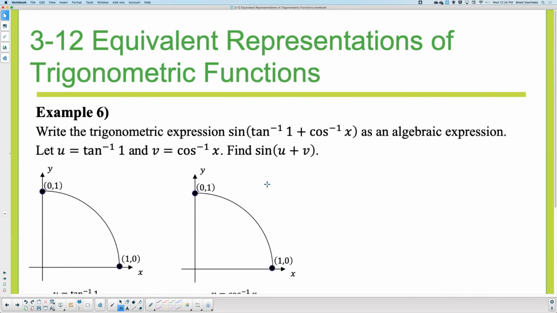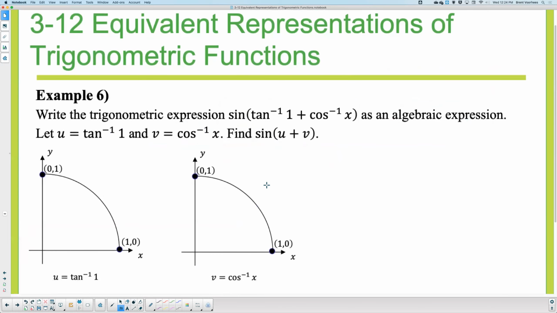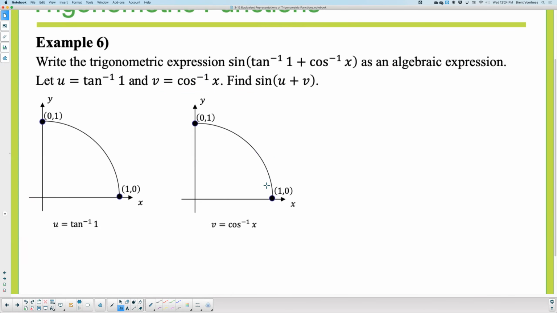So let's walk through how we could do this, with the math getting really complex here. Do you remember when we did inverses, how we restrict the domain? That's going to come in handy here as I draw this out. It says here, write the trigonometric expression sine of tangent inverse of 1 plus cosine inverse of x as an algebraic expression. So we're trying to find, and it says let u be this, v be that, and so we want to find sine of u plus v.